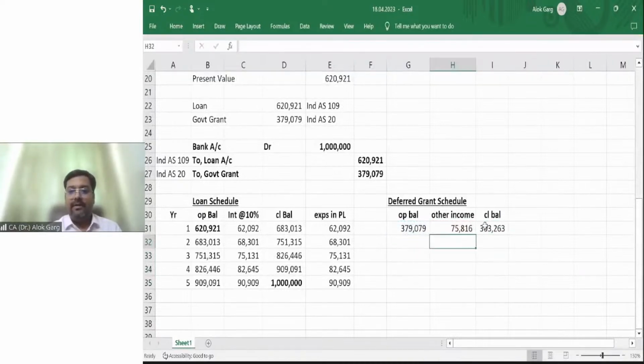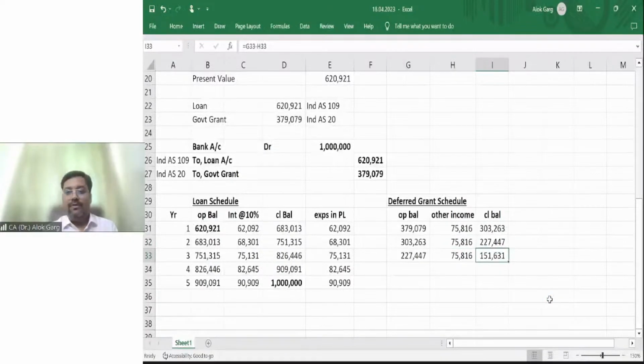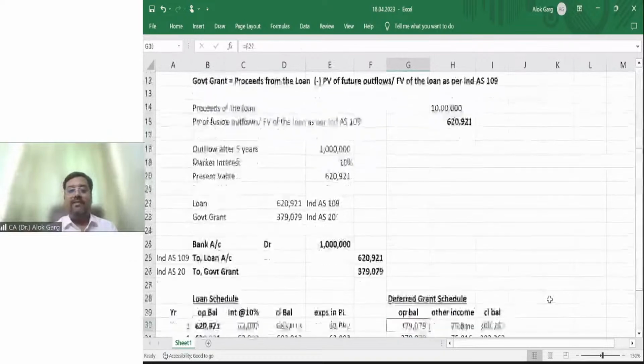This minus this. This will be your opening balance, right? Again, it will be the same number, 75816. This will be your closing balance. Again, same number. This will become your opening balance in the 4th year. Same number. In the 5th year, this will become your opening. Same number. At the end of the 5th year, it should be 0. And it has become 0. You can see that this 79079 has become 0.